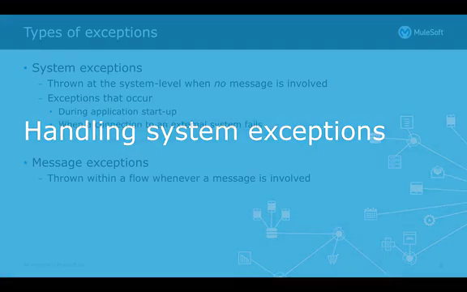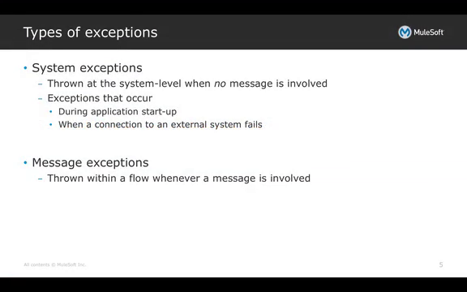Handling system exceptions. There are a few types of exceptions for us to start off talking about. One is a system exception, which is thrown at the system level when no message is involved. Exceptions that occur during the startup of the application or when a connection to an external system fails are often considered a system exception. Message exceptions, on the other hand, are thrown within a flow whenever a message is involved.